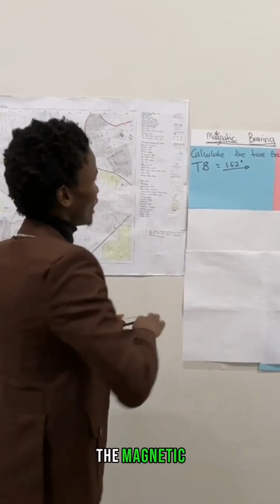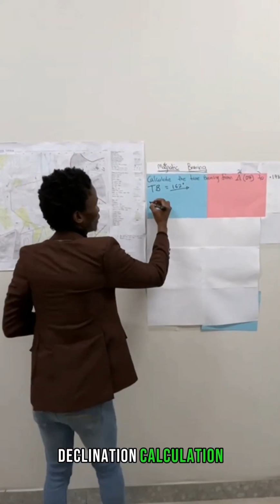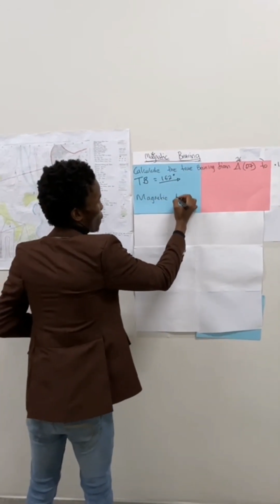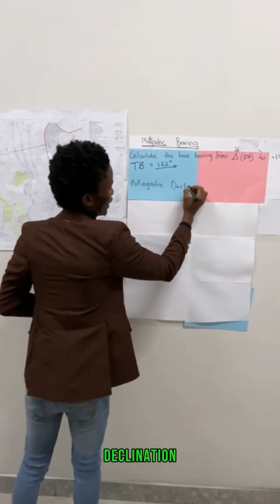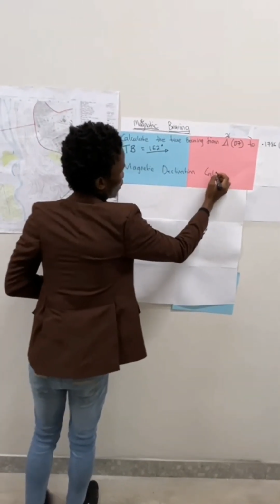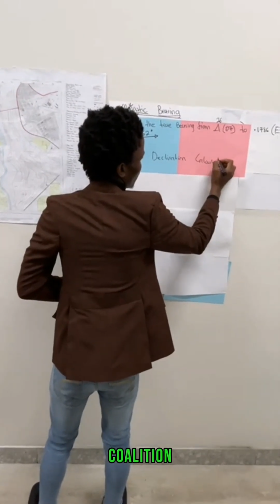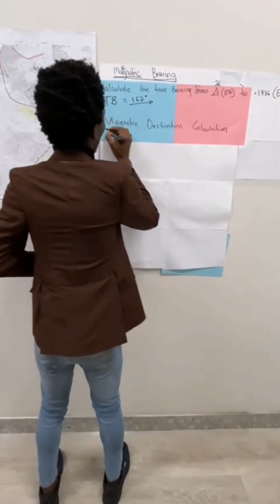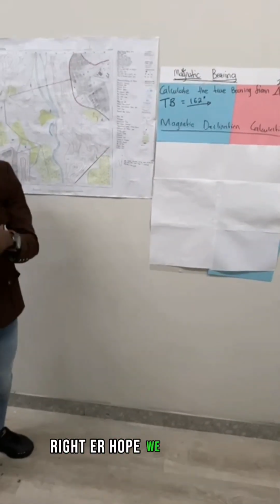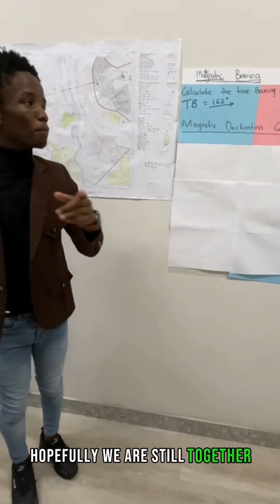The magnetic declination calculations. Right. Hope we are still together. Hopefully we are still together.